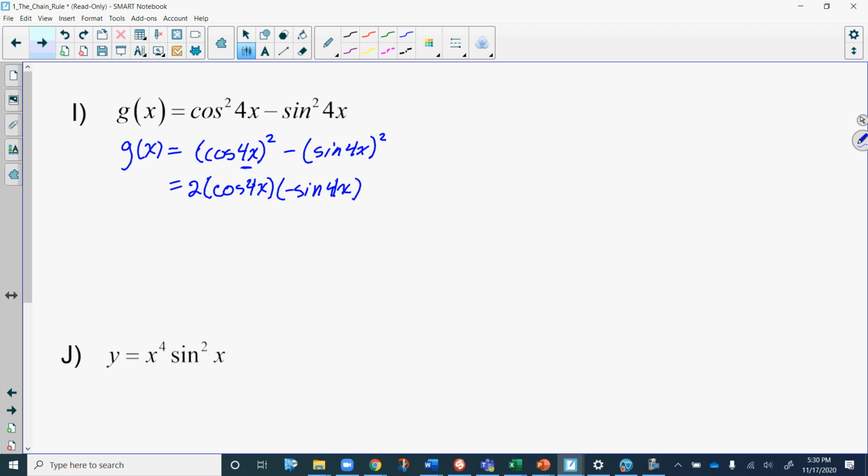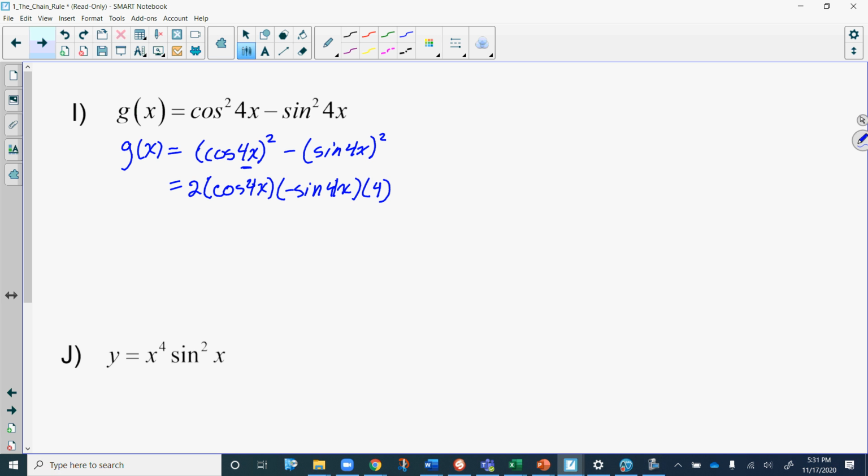You're more than welcome to break these apart and look at them one at a time. You don't have to do them in one whole shot like I'm going to do here. So the derivative of the 4x on the final inside part is going to be 4. So that is the derivative of just the first part, cosine of 4x raised to the second power.